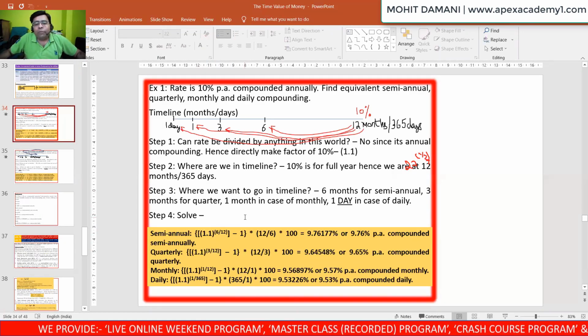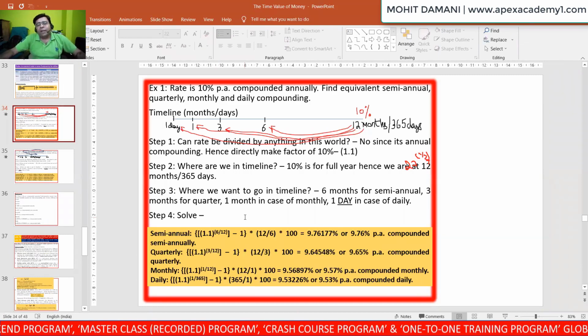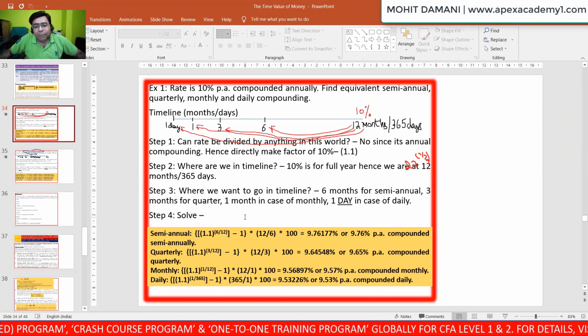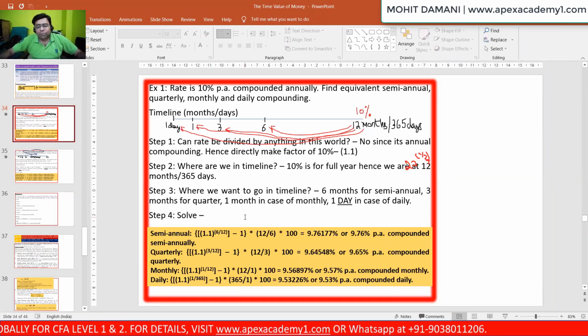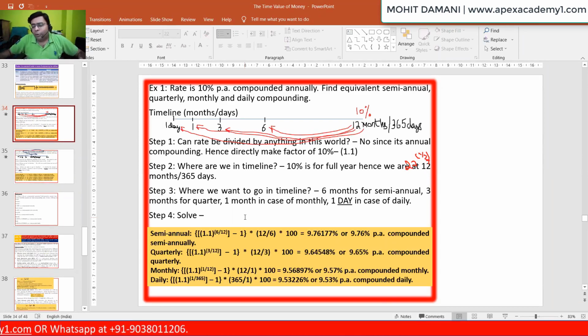In the CFA exam, there is only one rule: don't use your pen. Use your calculator and brain. This is the thumb rule especially during the exam, and if you are preparing 1.5 months, 2 months before the exam, this is the thumb rule.